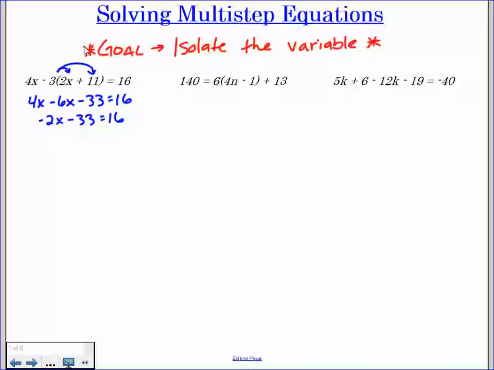From here, I just have a pretty simple two-step equation. So I'm going to get rid of the minus 33 by adding 33. That's going to leave me with -2x and 49. And the last step is to divide by the coefficient. Don't forget to include the negative. That is a -2 that I need to divide out. So x would equal -49 over 2.